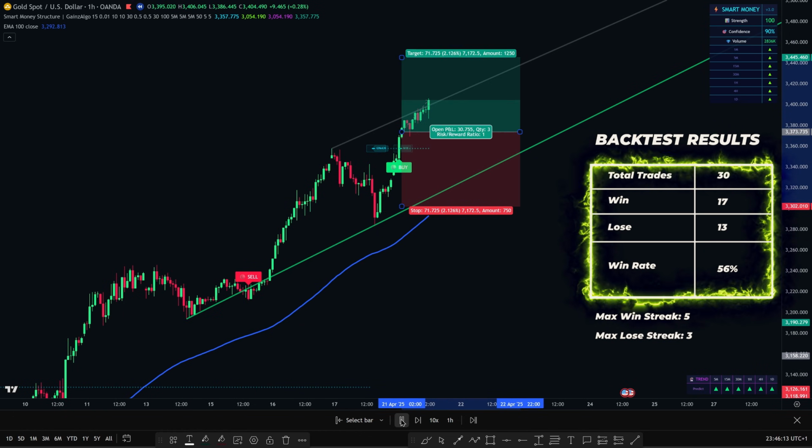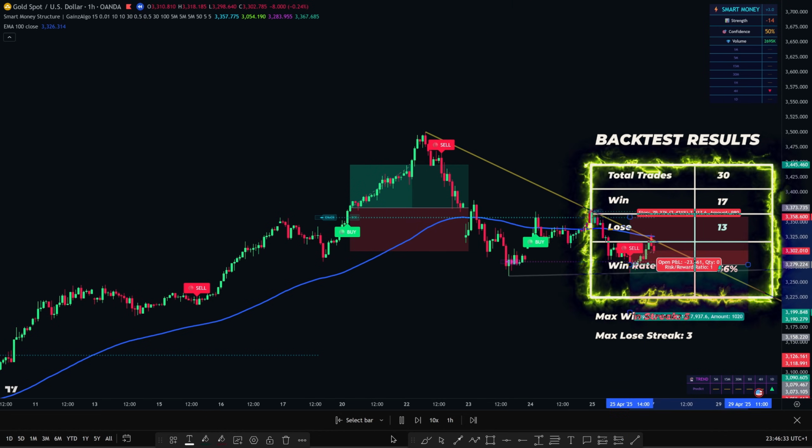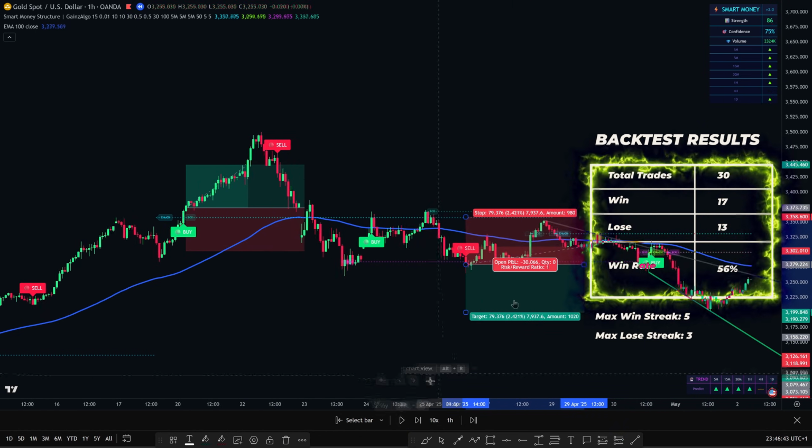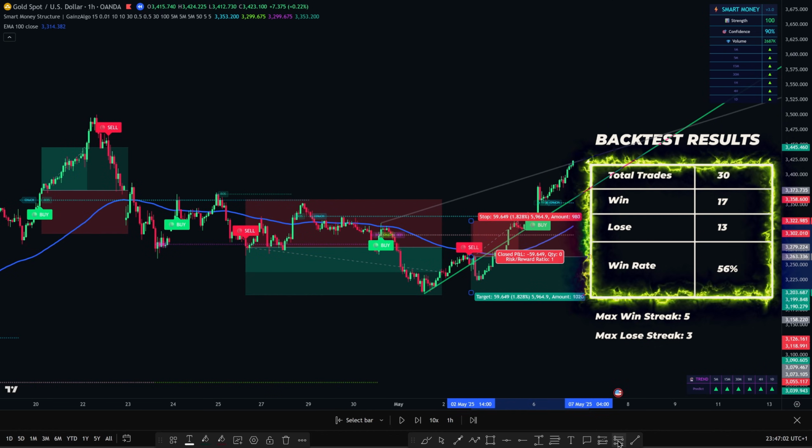This indicator is not for scalping every candle. It is for traders who want confirmation, structure, and alignment. If you stop guessing and let the system filter trades for you, consistency improves.